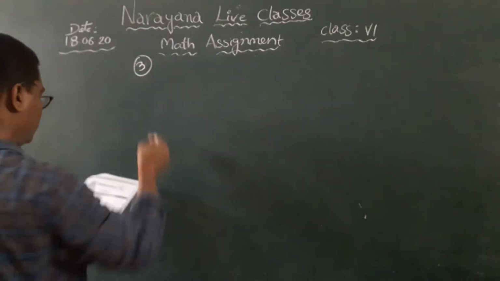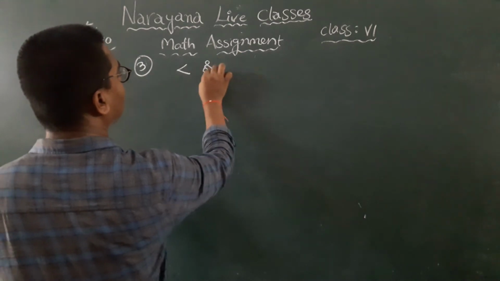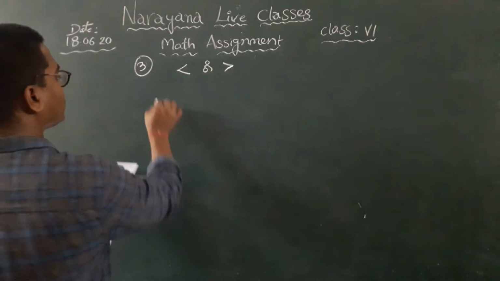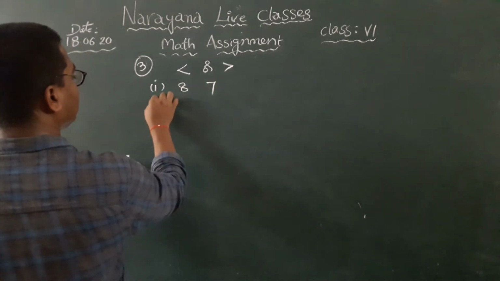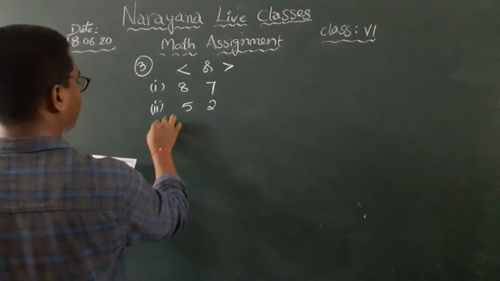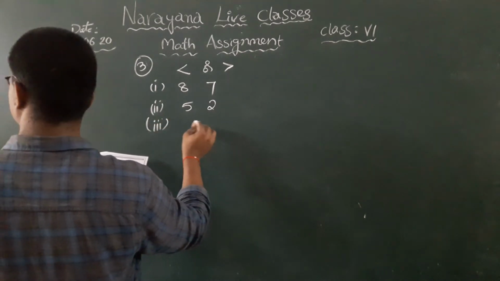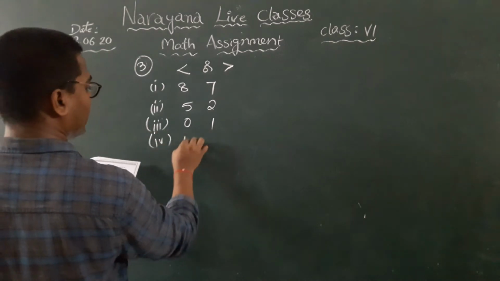The third question of the session, choose the appropriate symbol from either less than or greater than symbol. Okay, so the question is all about 8 and 7. Compare these two integers. Next is 5 and 2. Third one 0 and 1. And the fourth one is 10 and 5.